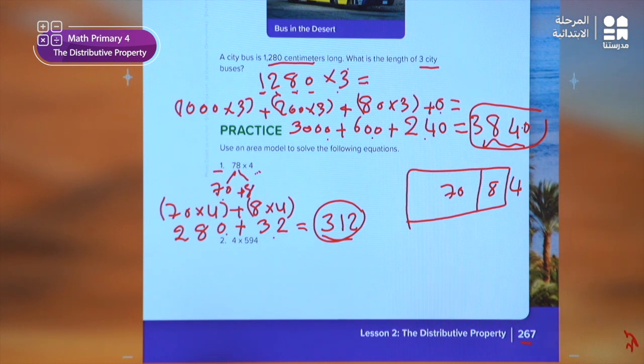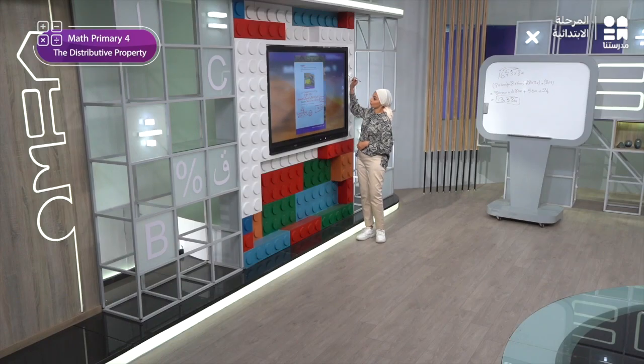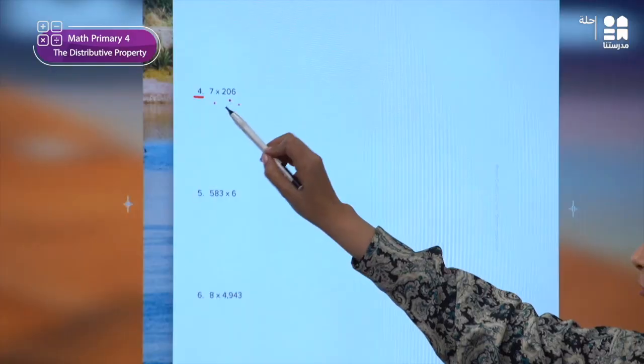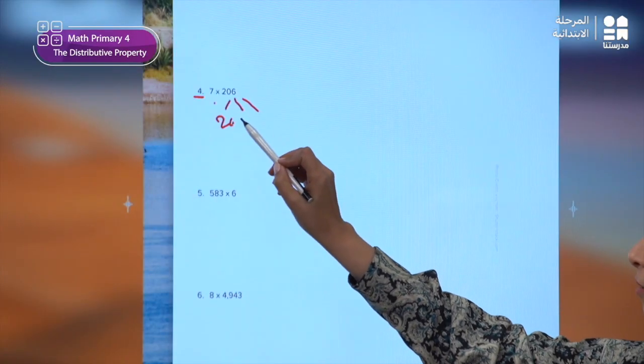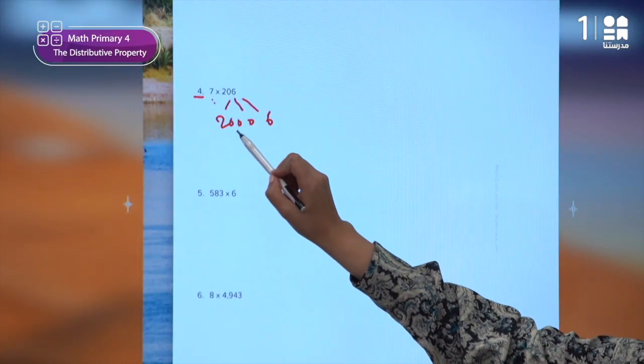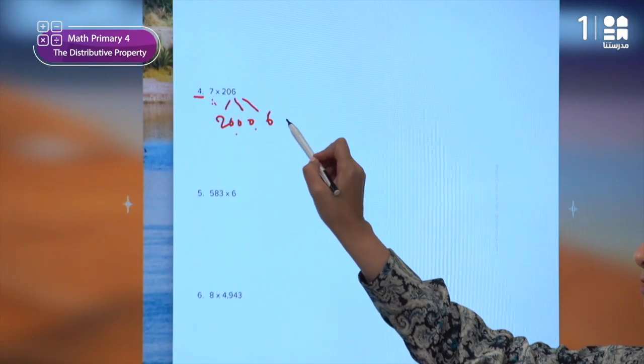And now let's move to problem number 4. Here, as we see, problem number 4. He's asking me 7 times 206 equals what? Yes, the first thing I will do is decompose 206. How will I do it? I will make it 200 plus 0 plus 6. Right? Then what will I do? I will use the distributive property of multiplication to multiply the following numbers. I will do 7 times 200, 7 times 0, 7 times 6.